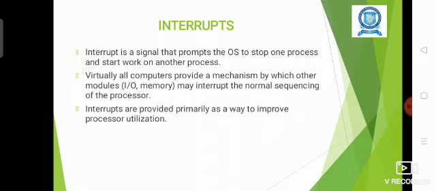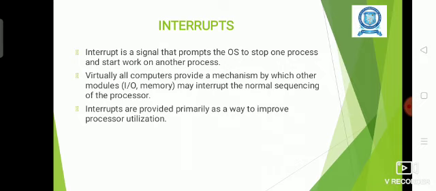An interrupt is a signal that prompts the OS to stop one process and start work on another process. Normally, an interrupt is a mechanism by which any input-output device can interrupt the processor so as to divert the execution of the CPU to execute the device code. Whenever any input-output device wants to execute its operation, it will intimate the CPU by sending the interrupt signal. This signal is called the interrupt request signal.